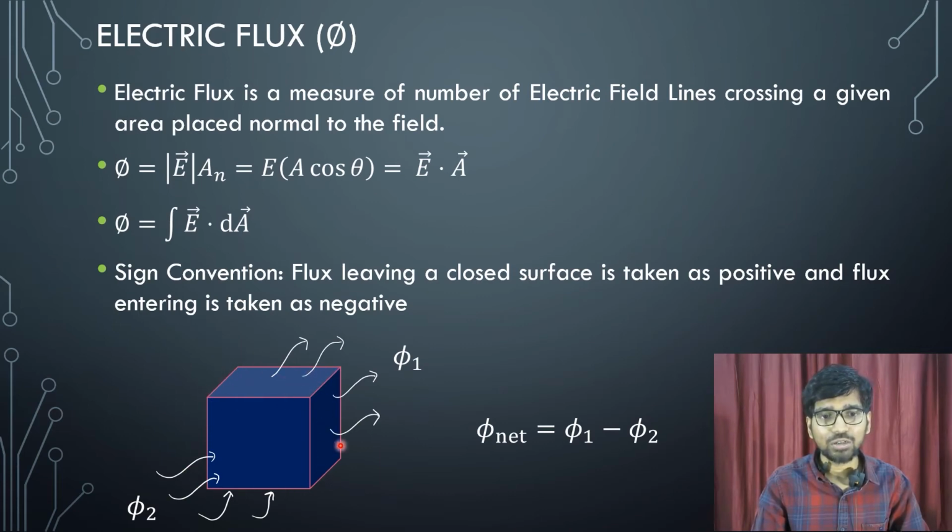Keep in mind one sign convention: in case of a closed surface area, like in this case a cube, electric flux due to electric field lines leaving the surface area, phi1, will be considered positive, and electric flux due to the electric field lines entering the surface area, phi2, will be considered negative. Therefore, in this case, net flux will be phi1 minus phi2. Let's move to the next slide.